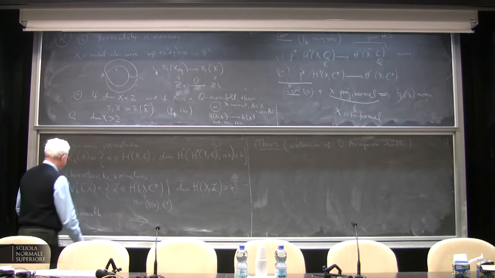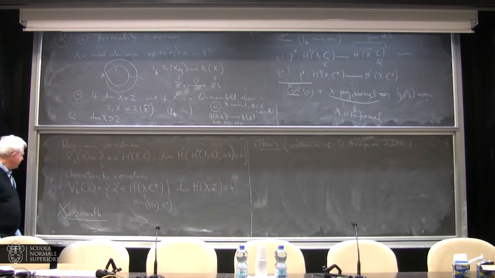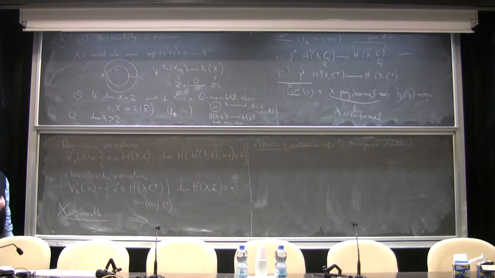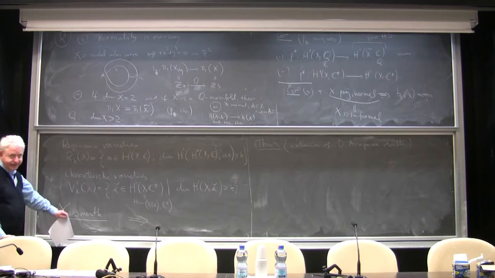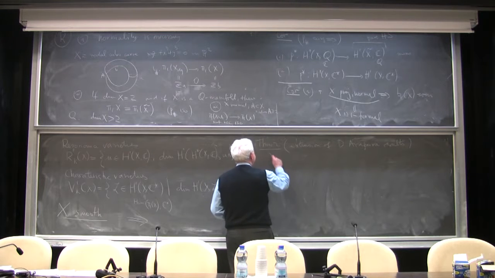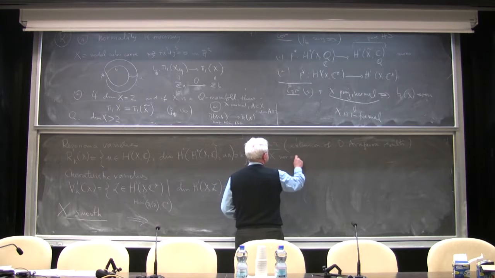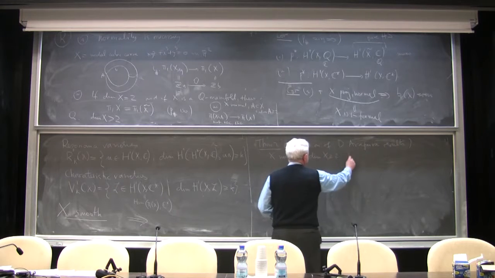So Donu Arapura proves the result in the case when X is smooth, quasi-projective, and his result generalized the results by Beauville and Carlos Simpson. And now in the paper we show that similar properties apply to normal varieties. And what are these properties? So assume that X is normal of dimension at least 2.